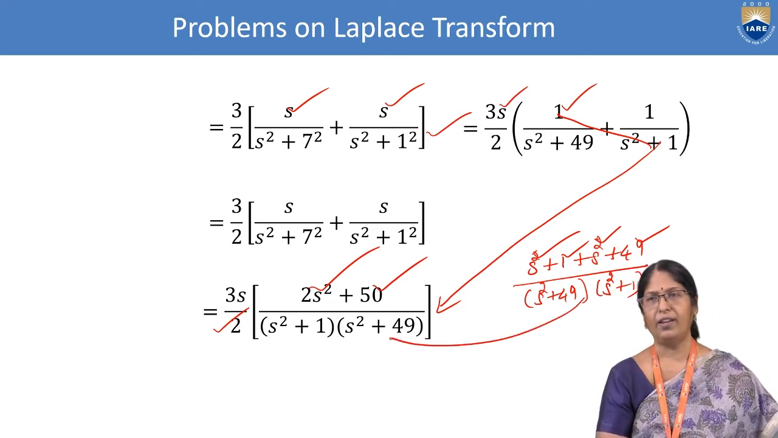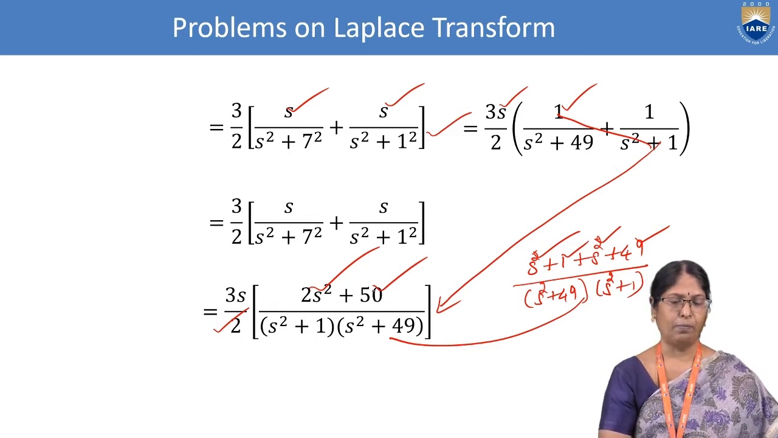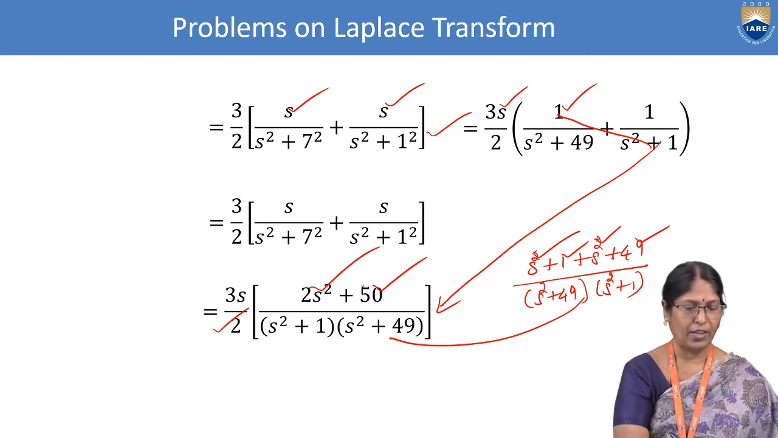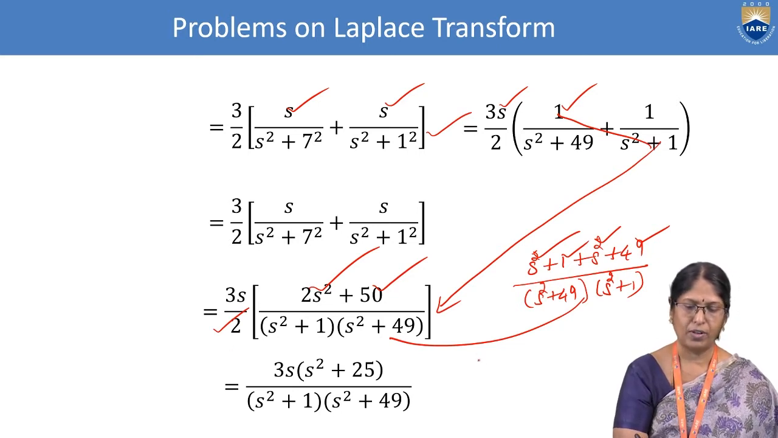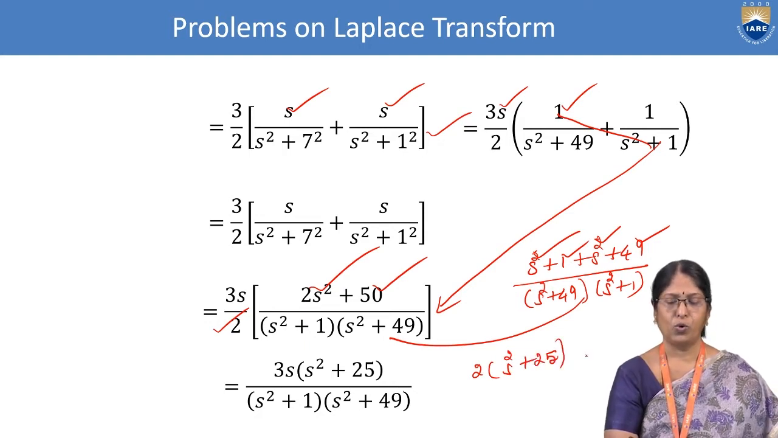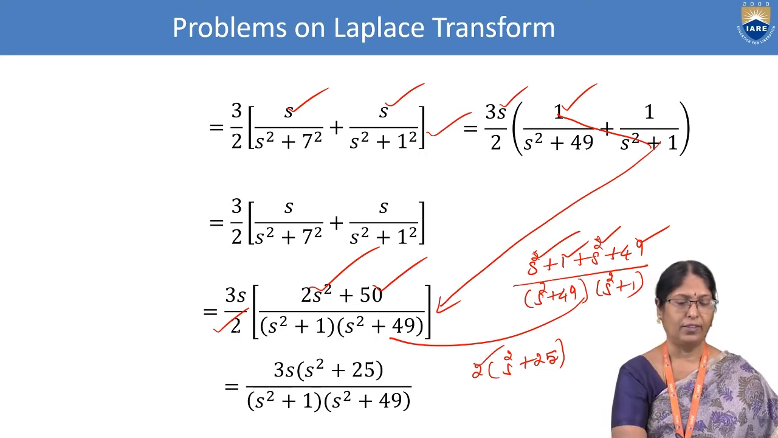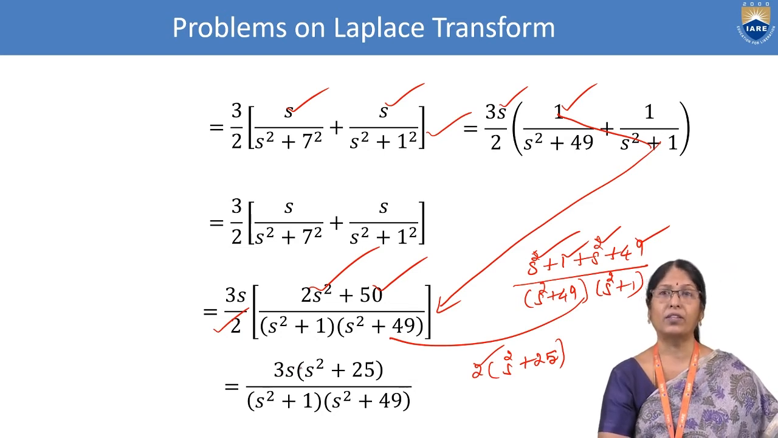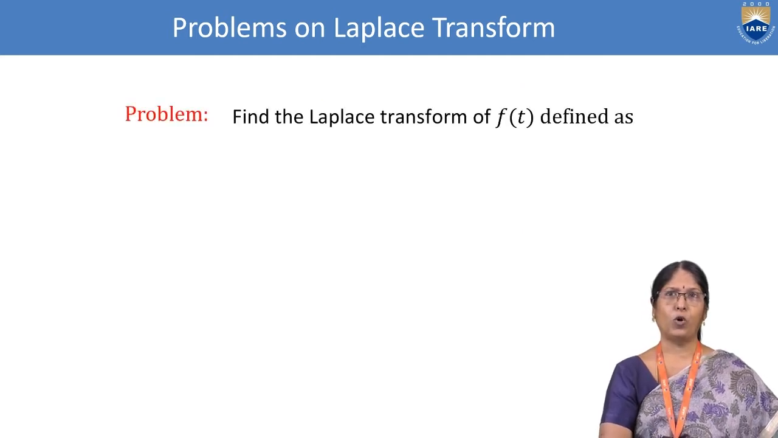The denominator is written as it is. Now here 2 and 50 are the real numbers, in which 2 is common. So we have taken it out, and we can write it like this: 2 of s square plus 25. This 2 and this 2 get cancelled. The remaining is 3s of s square plus 25 divided by s square plus 1 into s square plus 49. So we will discuss one more problem.